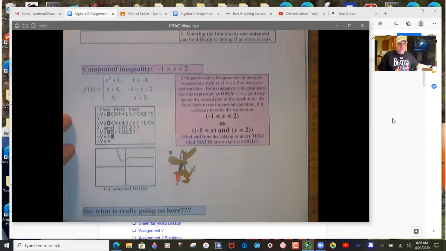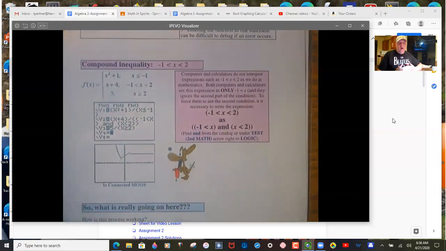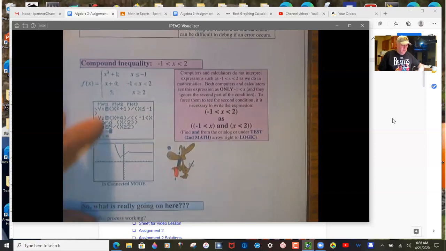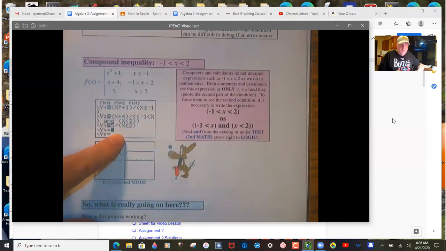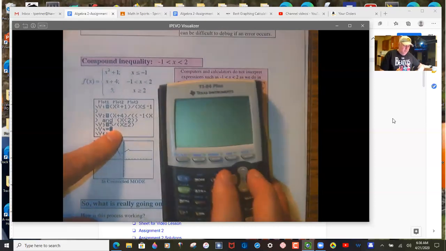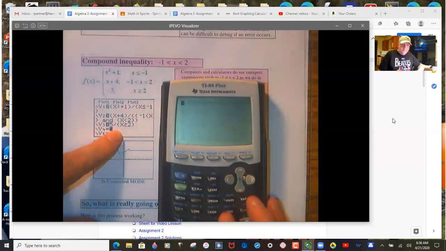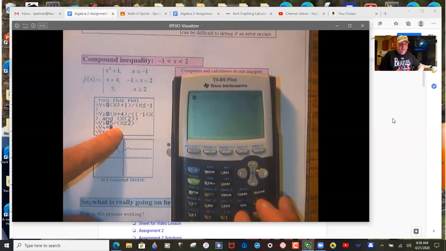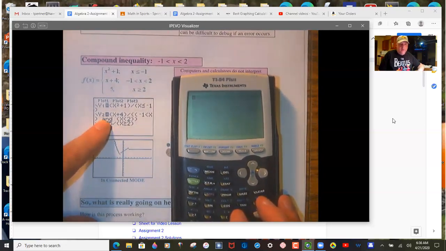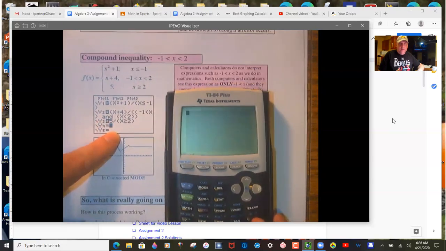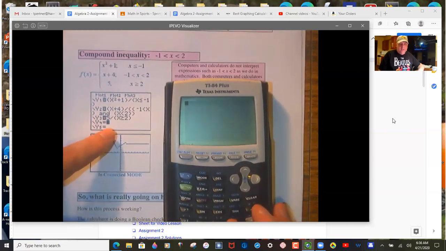I'm going to go to one that has a compound inequality. I'm showing you all the different things that you need to do, and this is what it would look like when you're done. But where do you find the signs, less than or equal to, and the word "and" and all of that stuff? And then how do you look at the table?